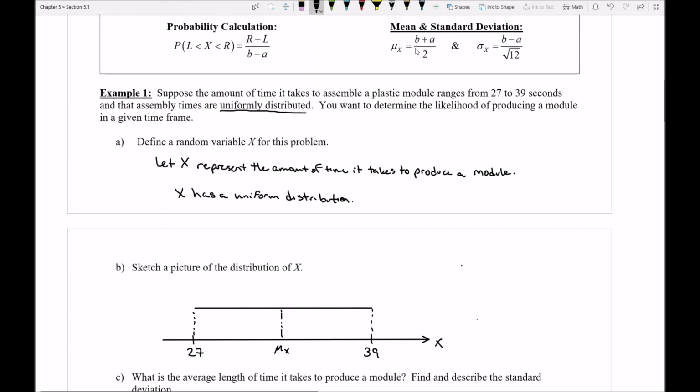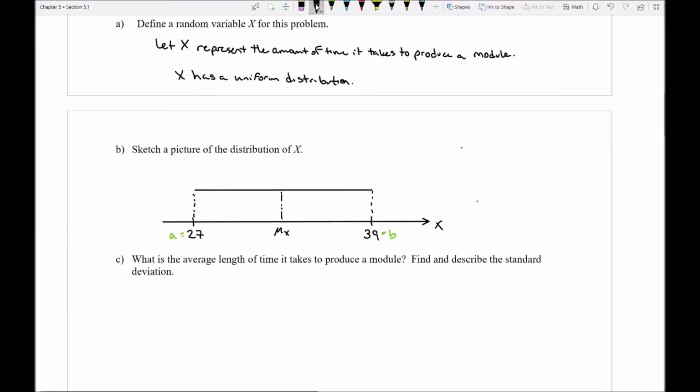Notice, to find the average, I can simply take A and B, which represent my left side and my right side. So I'm going to call A 27 and B 39. That's what I always do with these two values: I call the left one A and the right one B. And that's how I know what to plug into these formulas. Notice here that if I'm really just taking these two values, adding them up and dividing by 2, I'm finding their average. I'm finding the number in between them. And that's how I find the average of this distribution.